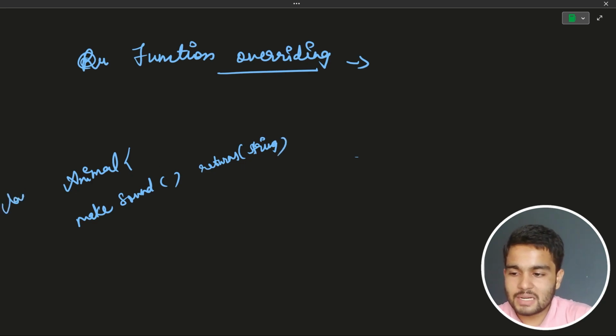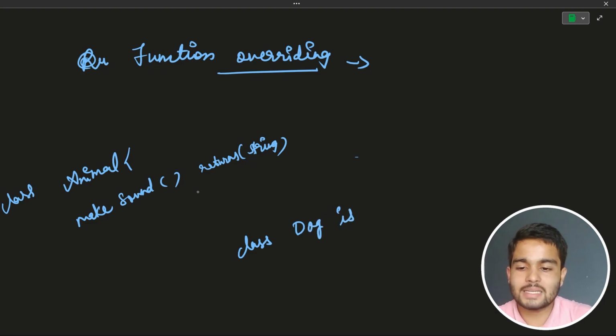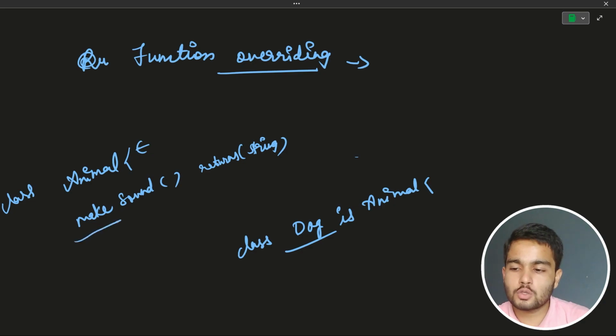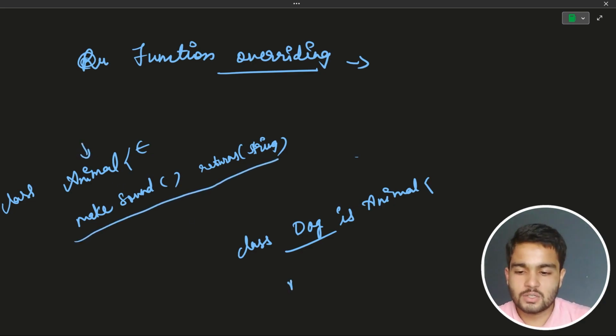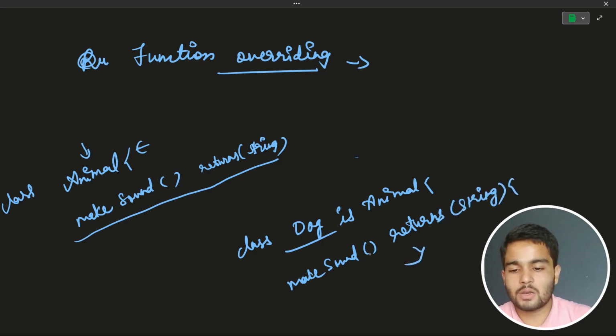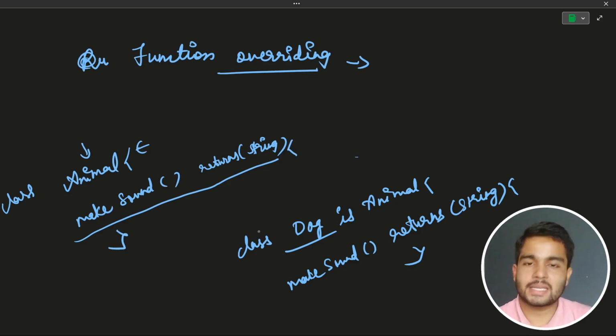So this is an animal class, and then you have created another class which is a dog class, and the dog class is inheriting this animal class because dog is also an animal. This dog class is also creating the same function as the animal class: make sound, with no parameters, and it returns string type of data. So this is an example of function overriding, meaning creating the replica of a function which is inside the base class into the derived class.